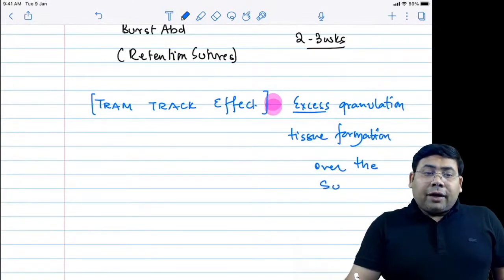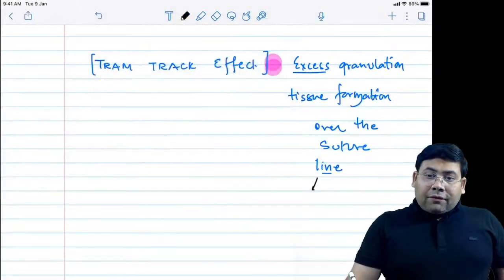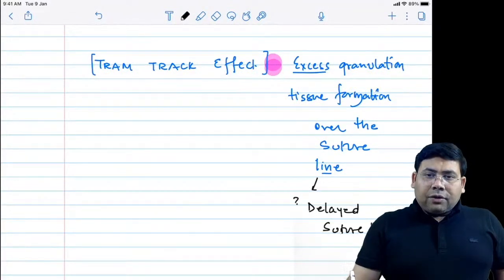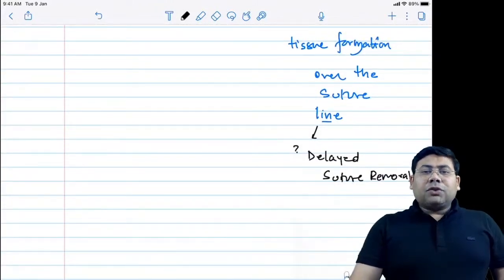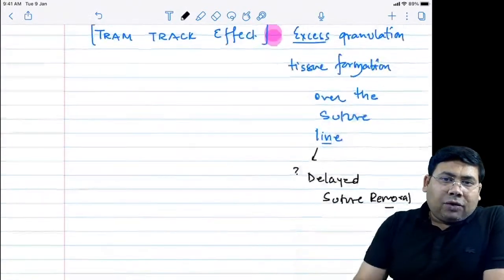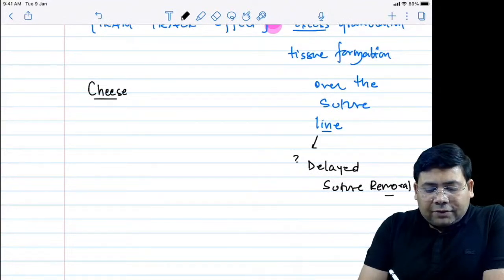Excess granulation tissue formation over the suture line. Why does this happen? Because of delayed suture removal. This is very, very important. Delayed suture removal. So the suture should be removed at a proper time.